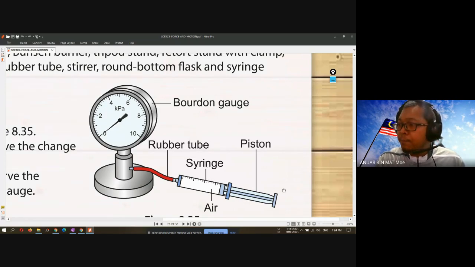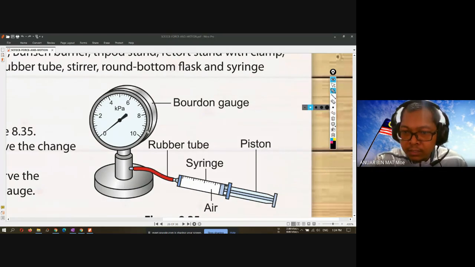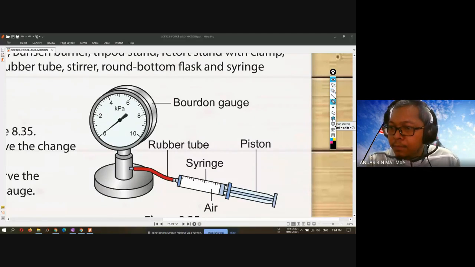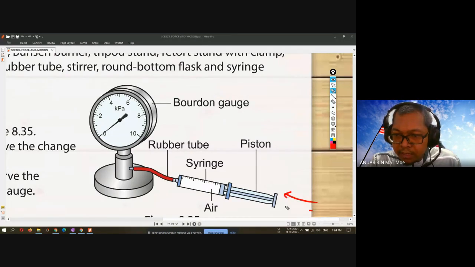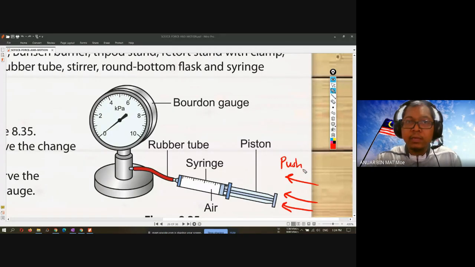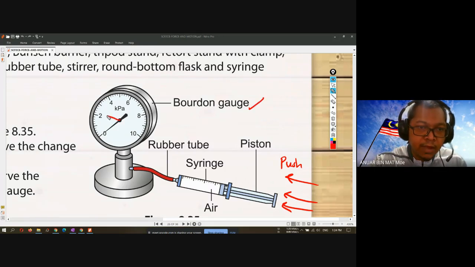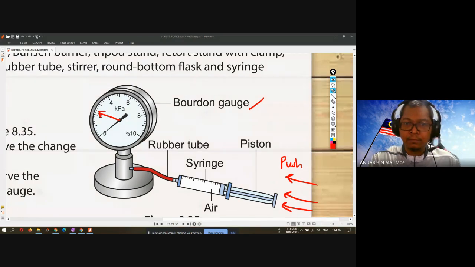What happens when I push the syringe over here? What happens when I apply the force? I push the piston inward, using my own energy, my own force. What happens to the reading at the Bourdon gauge? The Bourdon gauge will give a reading.